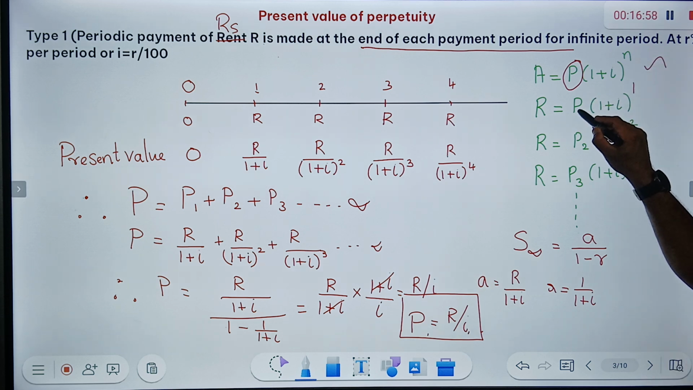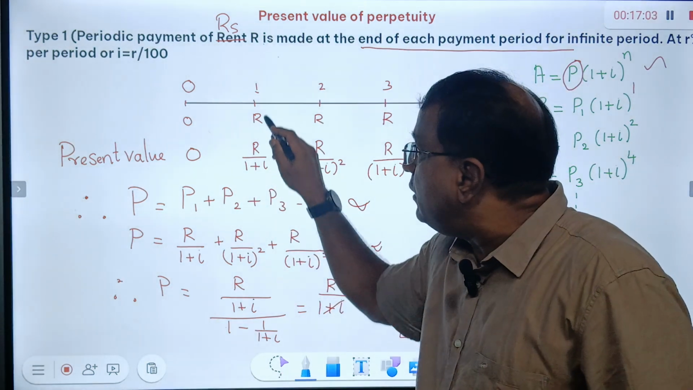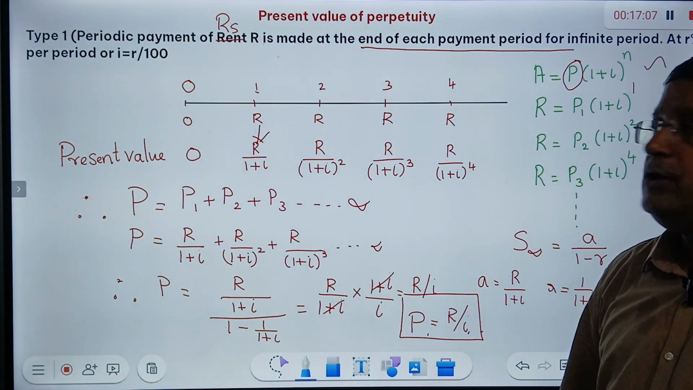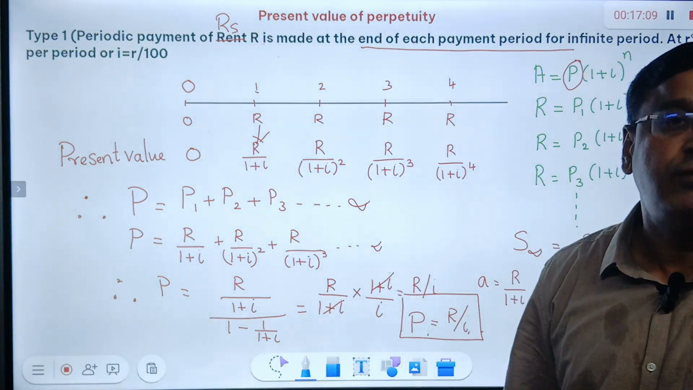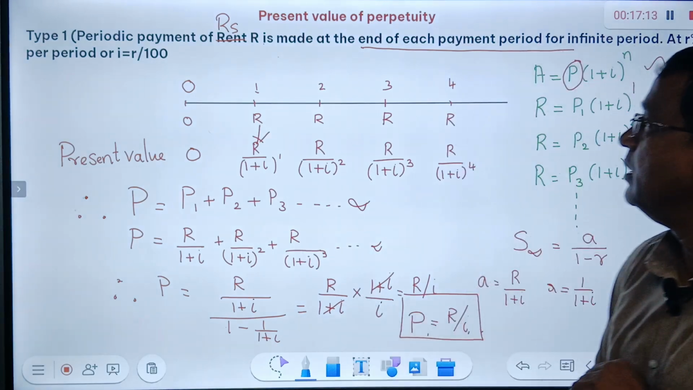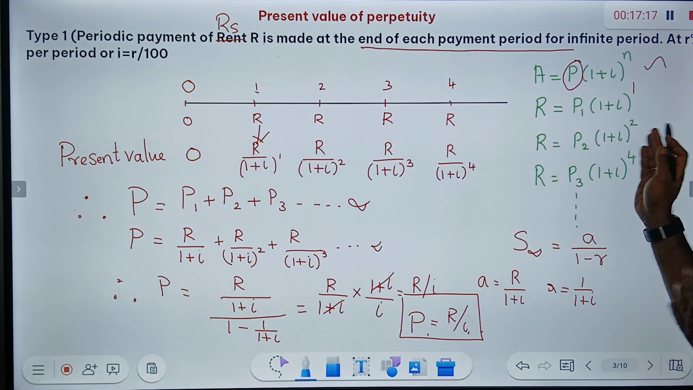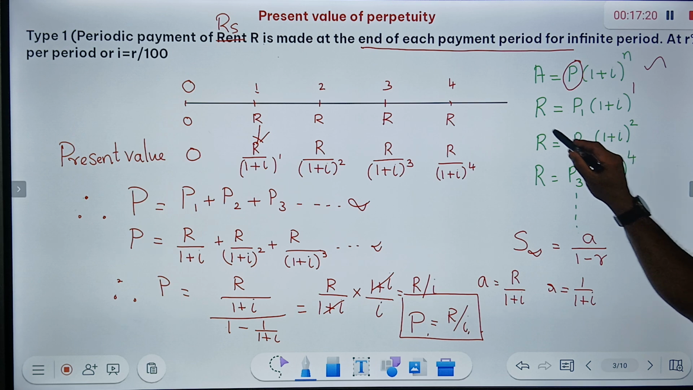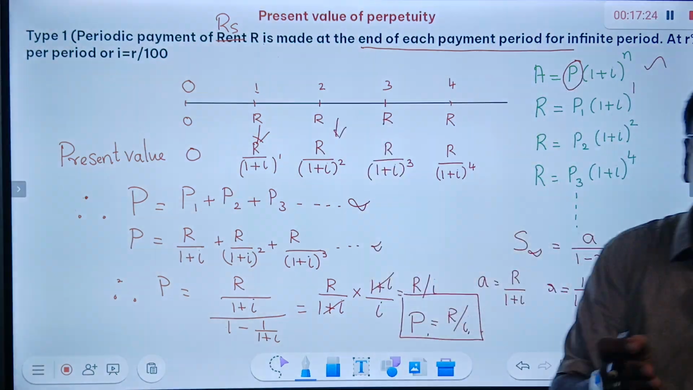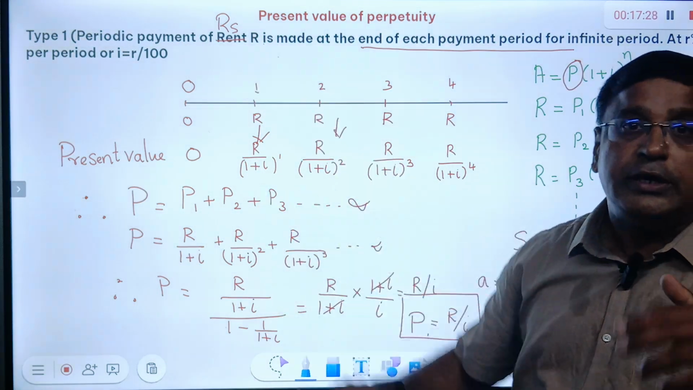So from this, what is P? R by (1 plus i). So that is the present value of R at the end of first period. You see, this is the first period. Now go to the second part. At the end of second year, at the end of second period, R, again you are making the same payment R. So what is the present value of R? It won't be the same as it was in the first period. So it has to change.